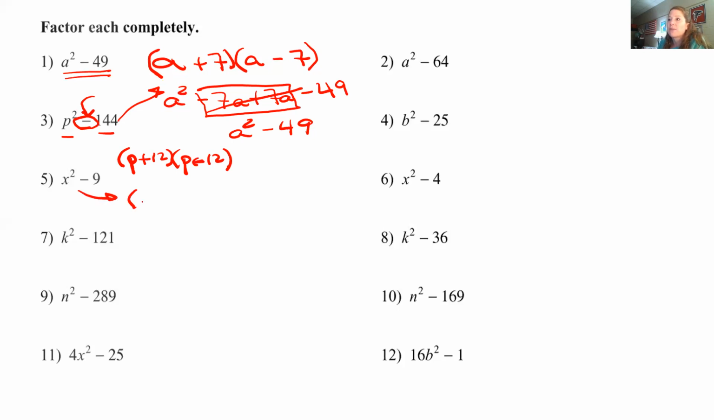So how would I factor this one? Square root of 9 is 3 and 3. One gets a plus, one gets a minus. That is how you factor it.